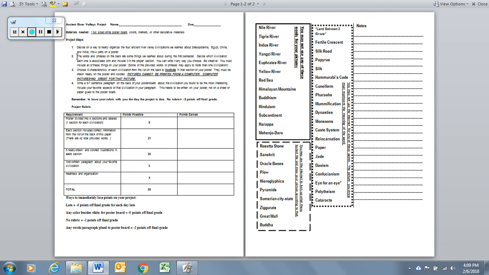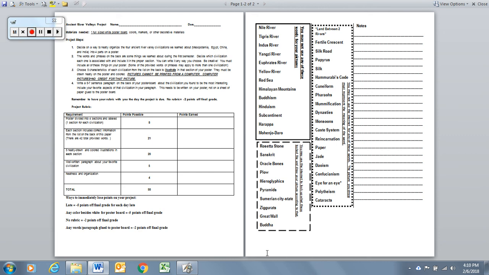So let's read number 2. The words and phrases on the back are some things we learned about during the first semester. Decide which civilization each one is associated with and include it in the proper section. You can write it any way you choose. Be creative. You must include all of these things on your poster. Some of the provided words or phrases may apply to more than one civilization.